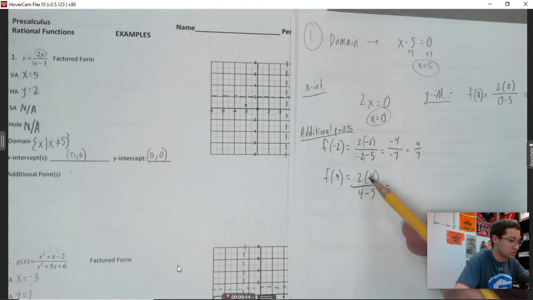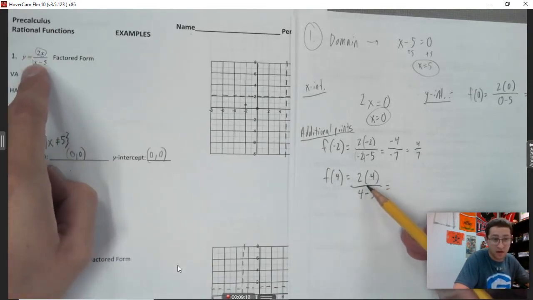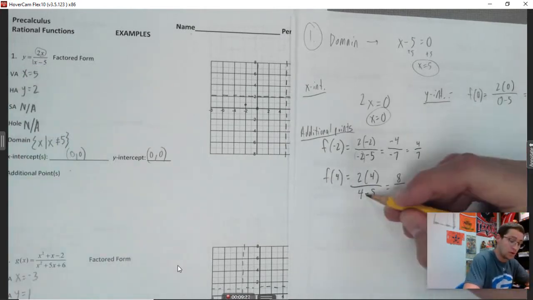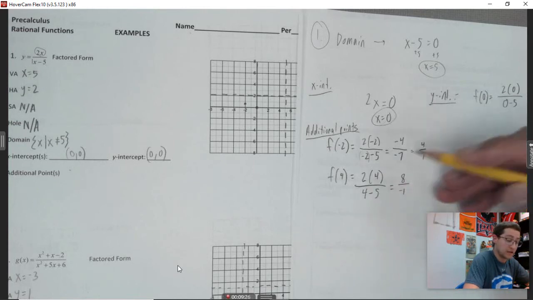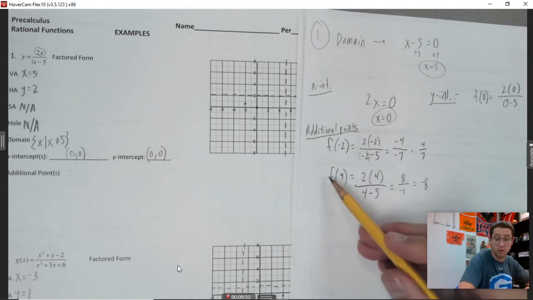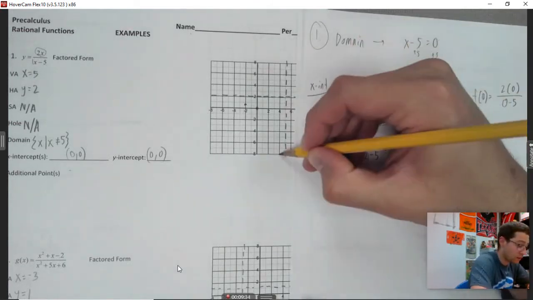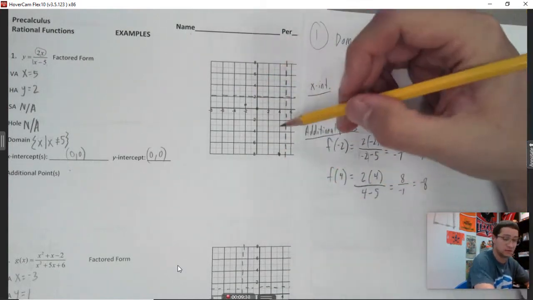So over here we had 2 times 4 on top, and then we got 4 minus 5. So we got 8 over, this one gets you a nice and neat number, 4 minus 5, that's -1, and then 8 over -1 is -8. So we have the point (4, -8). Here's 4, and then -8 is here. That's kind of a drastic little jump there.